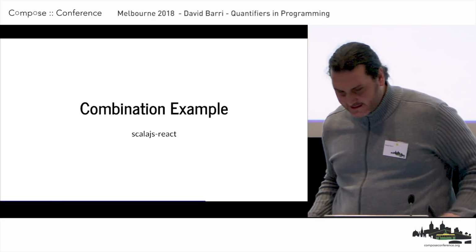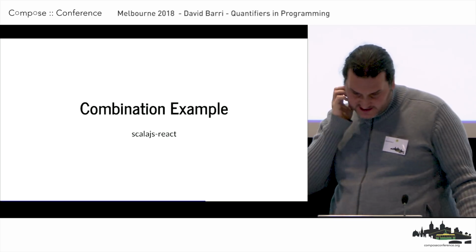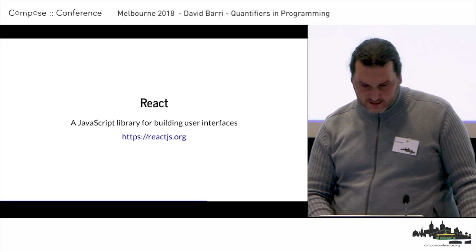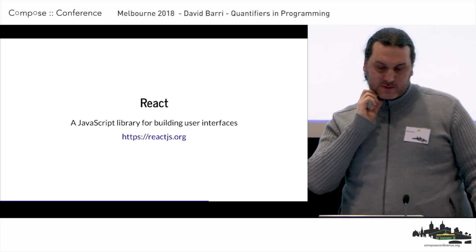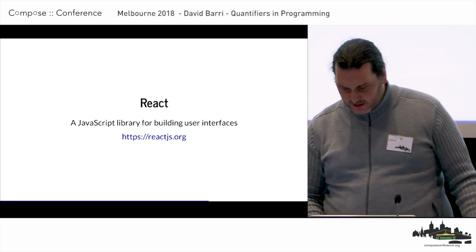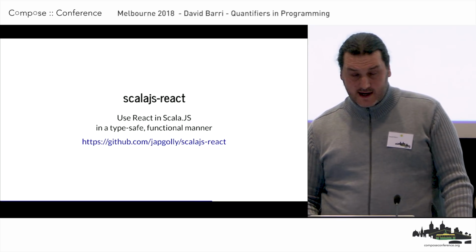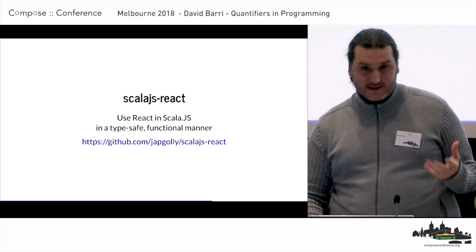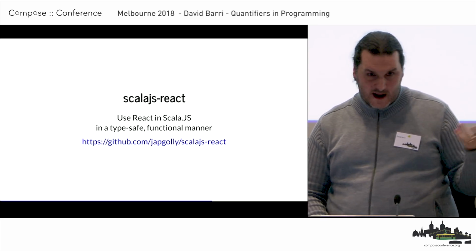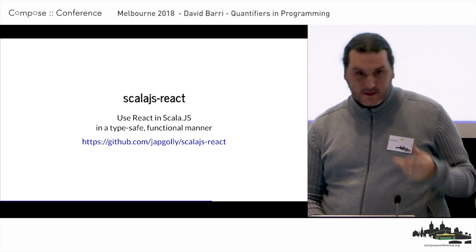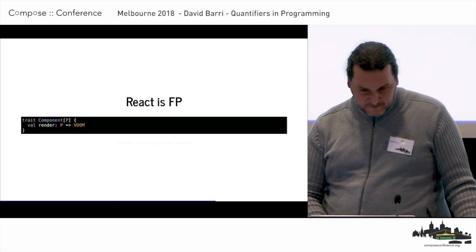On to our third and final example. Scala.JS-react. So you've heard a little bit about React already. React is a JavaScript library for building user interfaces, mostly websites, right? Scala.JS-react is a library that builds on top of that and makes it as type-safe as possible and makes it a very FP experience. And that's my library, by the way. Just want to talk about it.